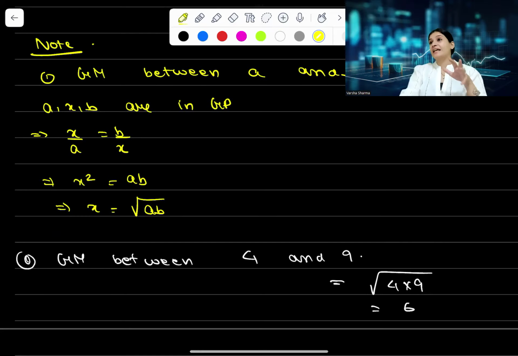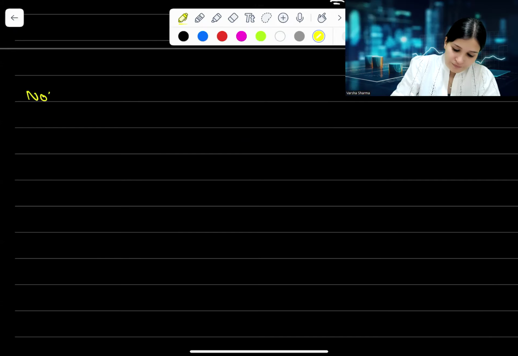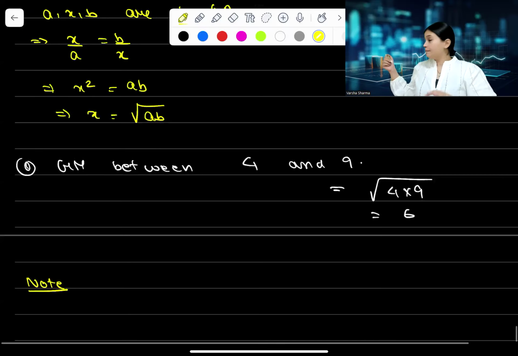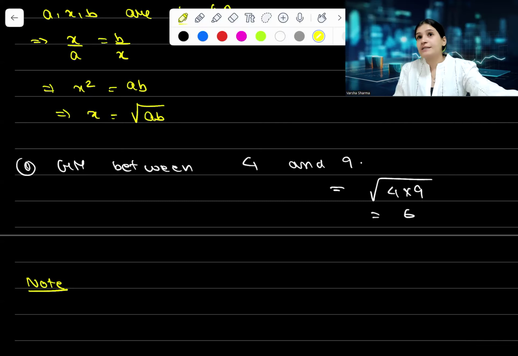Now, the main variety that we need is when we have both AM and GM together. That's one of the most common 5-marker questions that we get. So, note. In the same example, what would the AM be between 4 and 9? 4 plus 9 by 2, that is 6.5. And geometric mean is 6. So, which one is more? AM. AM is greater than GM.